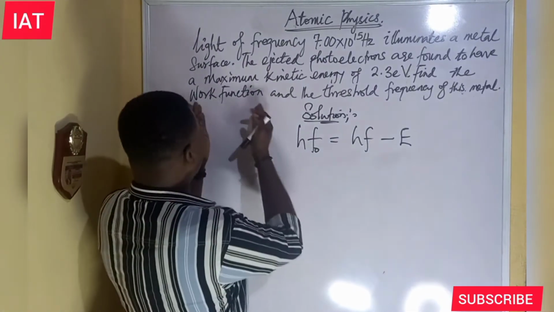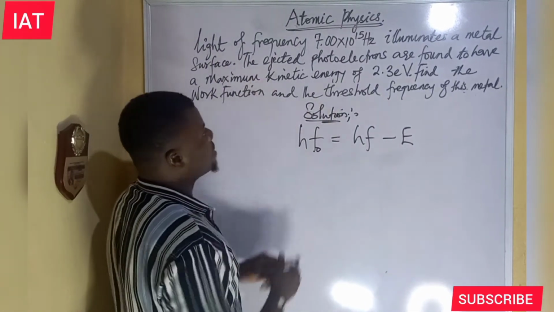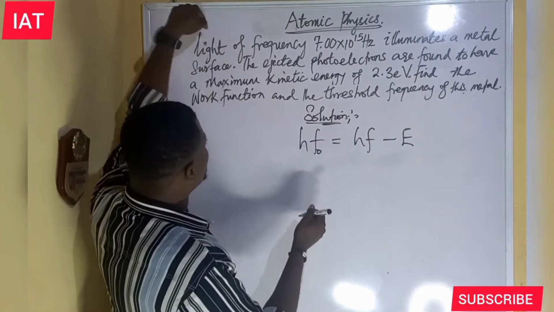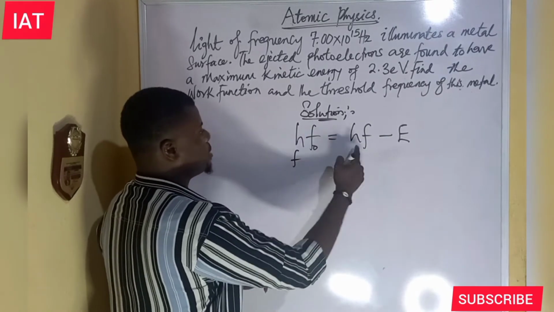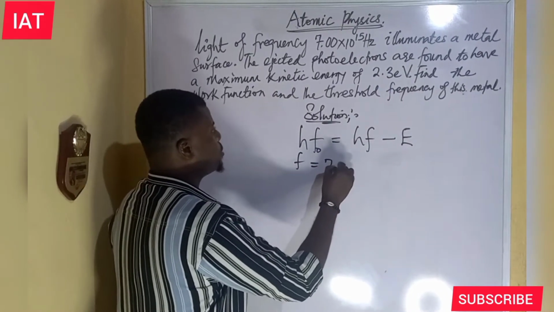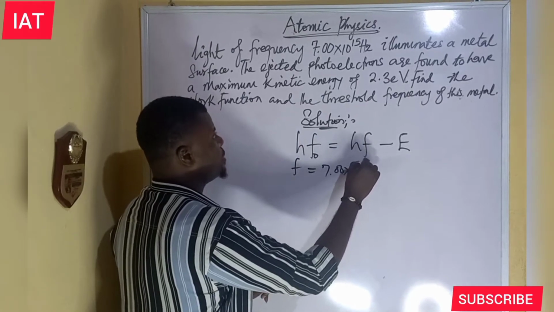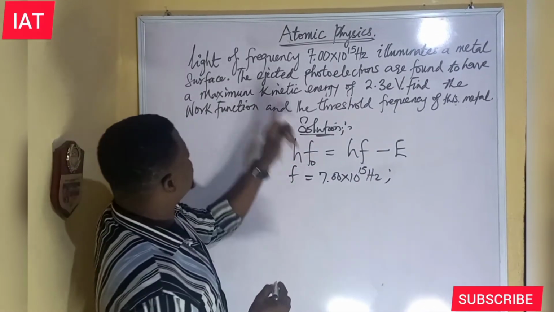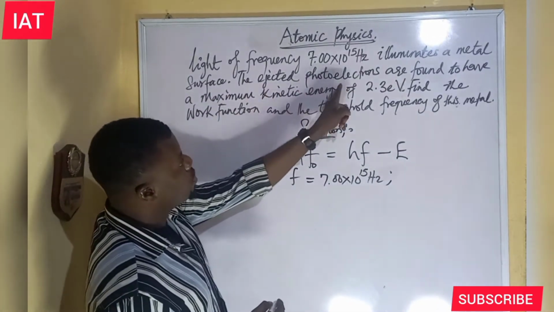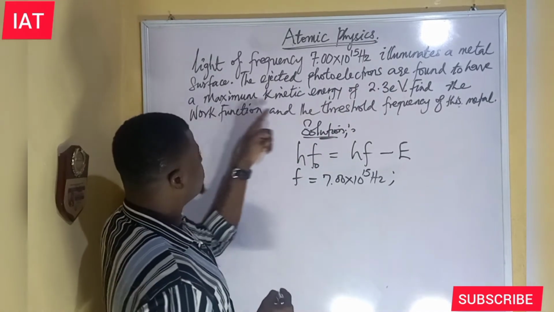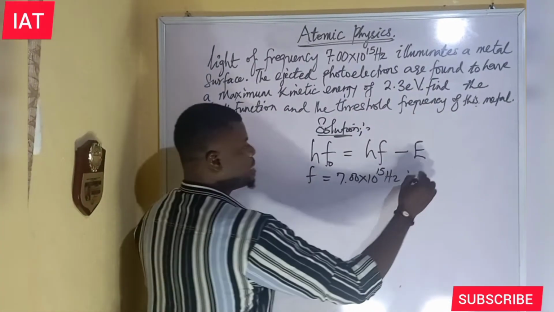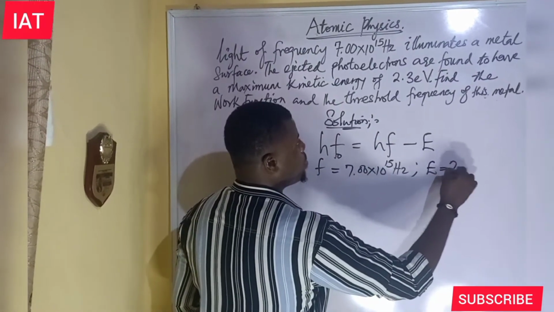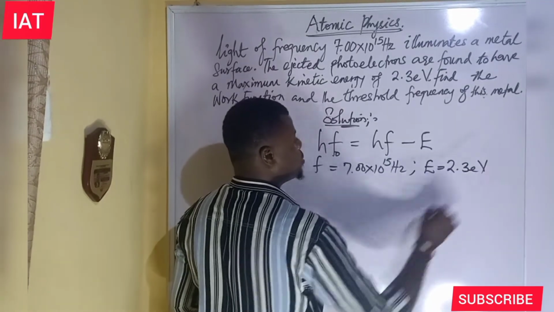We are asked to find the work function, but there are parameters that have been given. So before we make use of this formula, let's bring out these parameters. We have the light frequency, that is this single f, equal to 7.00 times 10 to the power of 15 Hz. We also have another useful parameter: the ejected photoelectrons are found to have a maximum kinetic energy, which is E, given as 2.3 electronvolts.